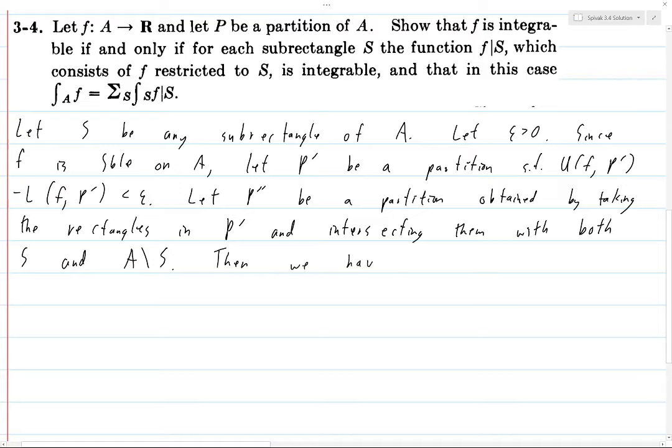Then we have epsilon is greater than, of course, U(f, P prime) minus L(f, P prime). And now P double prime is a subpartition of P prime, because we get P double prime by taking rectangles in P prime and potentially breaking them up further.